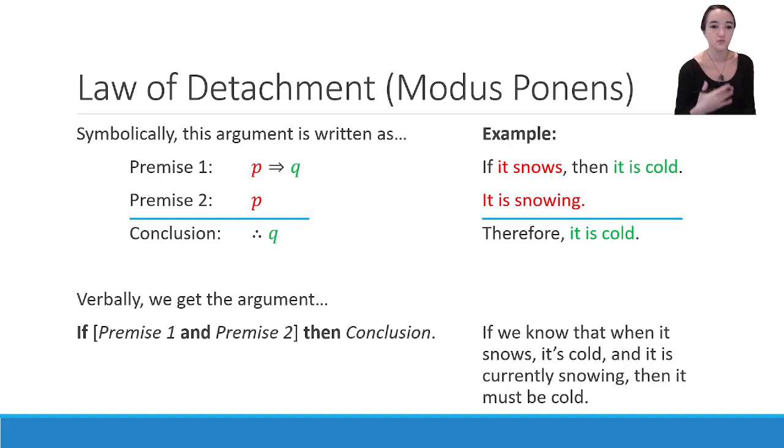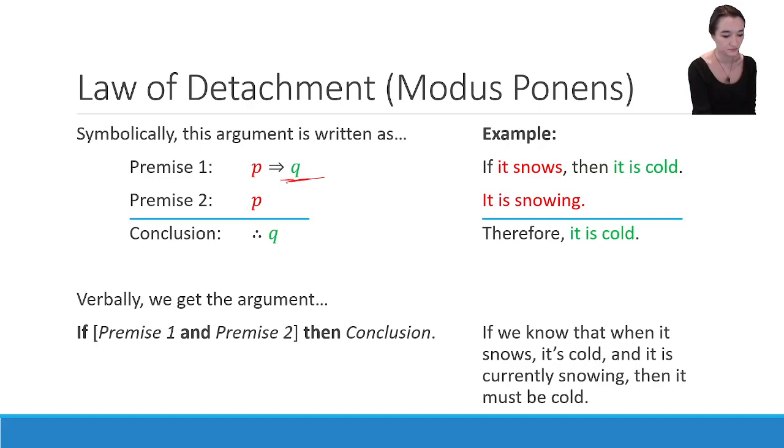So verbally, we can put all of this together as an argument. We can say if premise one and premise two, and if there's more premises, then and premise three and premise four, we just stick ands between them. Then that gives us our conclusion, right? Remember when I introduced the idea of the if-then, I said we had our antecedent and our consequent, but I said there are other names for this. Sometimes the consequent, which is the Q part of the if P then Q, can also be known as just the conclusion of the if-then statement. It's another word for it.